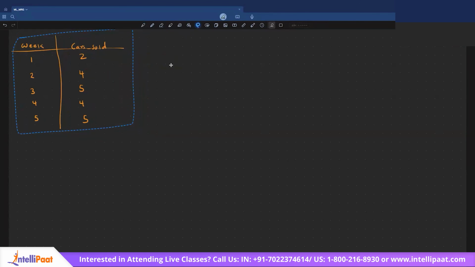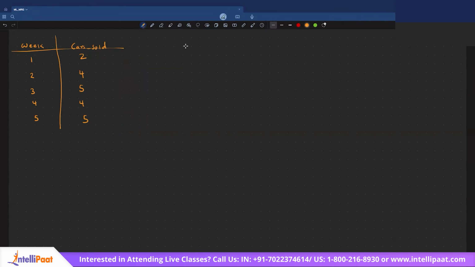Sir, can we mathematically understand in depth how does linear regression work? What does it actually do? And how does it make our life easier? Okay. In order to understand how linear regression works, first we need to plot this data. We need to take the data and plot it in the XY graph.